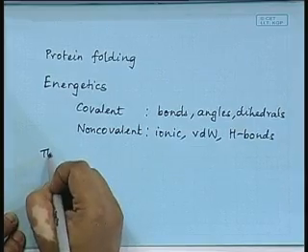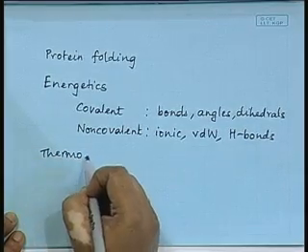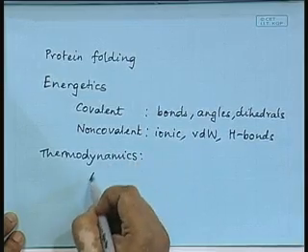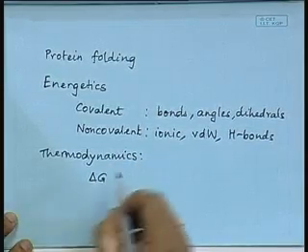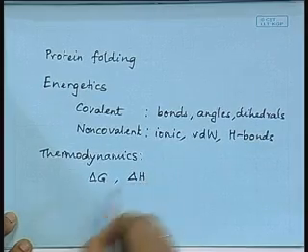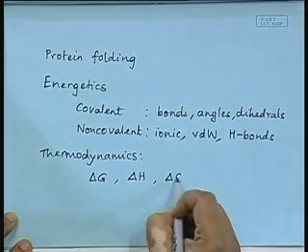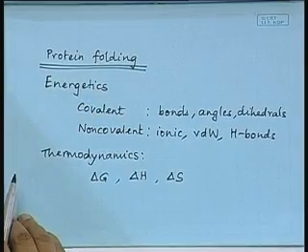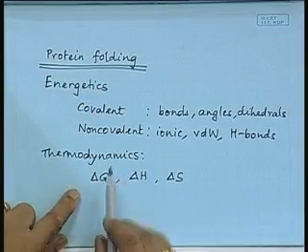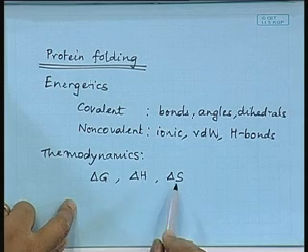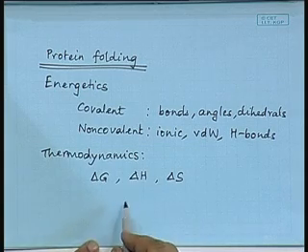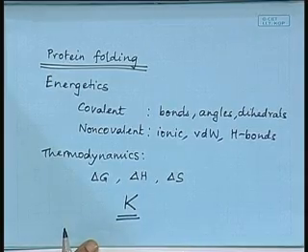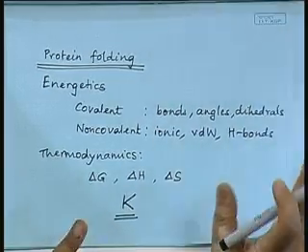Then when we consider the thermodynamics of protein folding, what do we have? We have a delta G associated with the folding. We have a delta H associated with it. We have a delta S associated with it. Okay? So all of these fall under the purview of protein folding, where we are considering the thermodynamics, the delta G, the delta H and the delta S, and we have an equilibrium consideration here as well. Okay. We will stop here. Thank you.